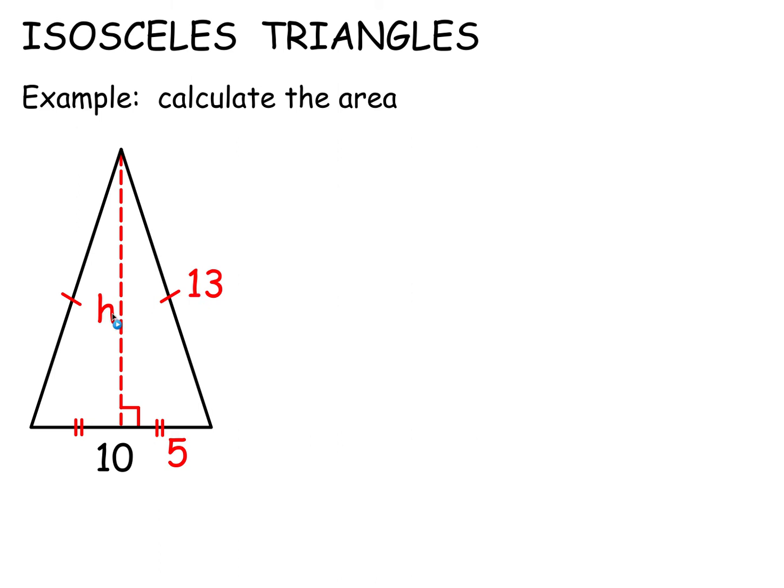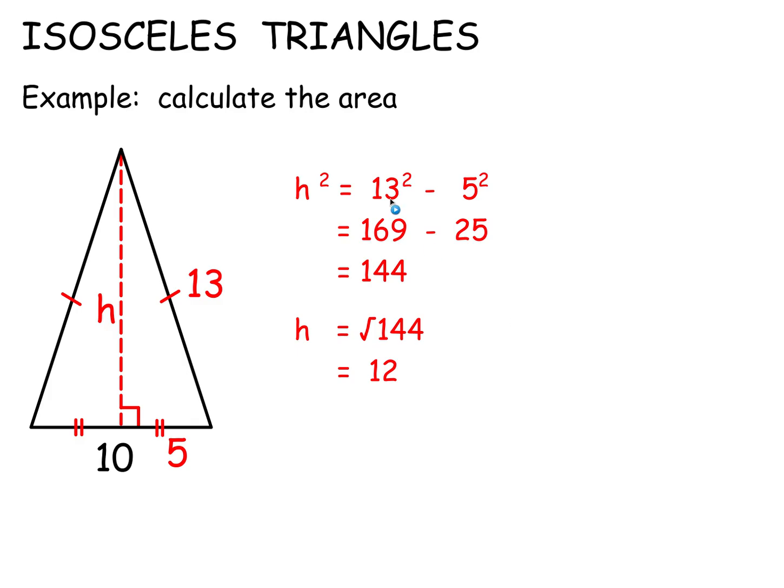H is a smaller side, so we square and subtract when we use Pythagoras. There's the working. H squared equals 13 squared minus 5 squared. 13 13s, 5 5s. Follow it through, the height's 12. And now the area, half the base times the height, can be calculated. There's the working. The area is 60 square units.